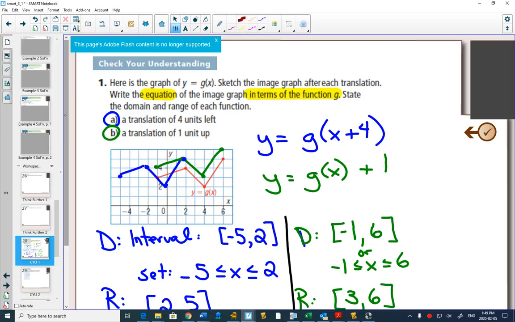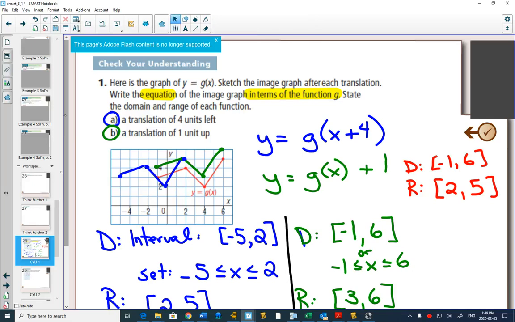I'm going to just put off to the side here, in interval notation, the original red one. Can you see that the original red one's domain was -1 to 6, and the original range was from 2 to 5? The reason I put this on here is we figured out our new domain and range because we had the graph. And getting domain and range from a graph is super easy.